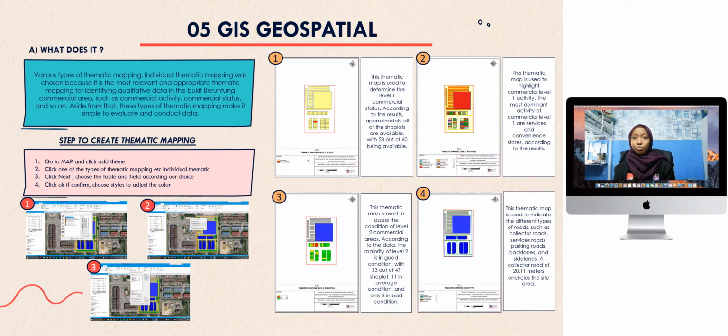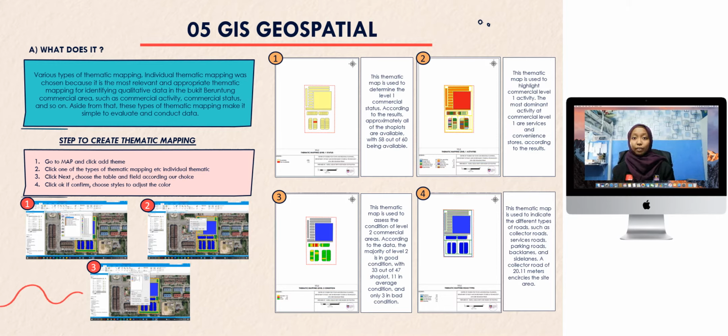Okay, the first one is to determine the level 1 commercial status, and according to the result, approximately all the shop lot are available, with 58 out of 60 being available. And the second thematic mapping is to highlight commercial level 1 activity, and according to the result, the most dominant activity at commercial level 1 are service and convenience store. And the third thematic mapping is to assess the condition of level 2 commercial area. According to the data, the majority of level 2 is in good condition with 33 out of 47 shop lot, while 11 shop lot in average condition and only 3 shop lot in bad condition.